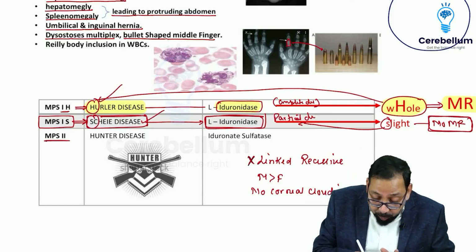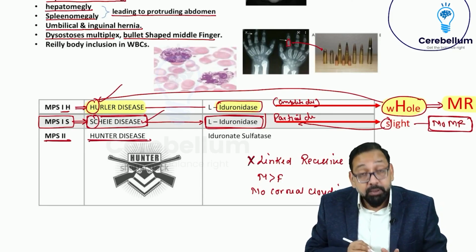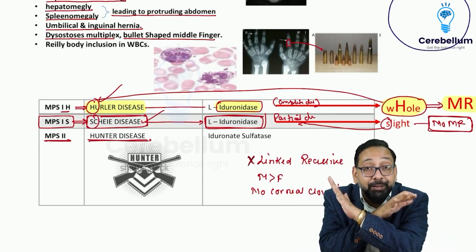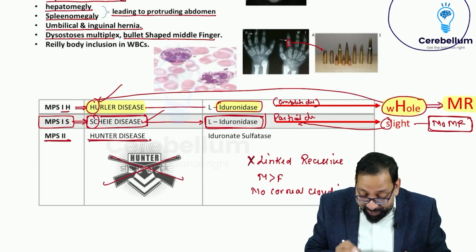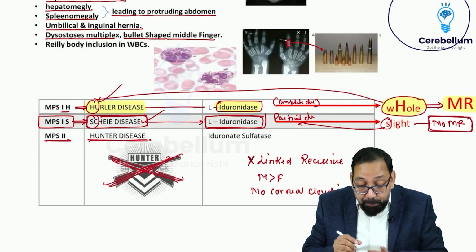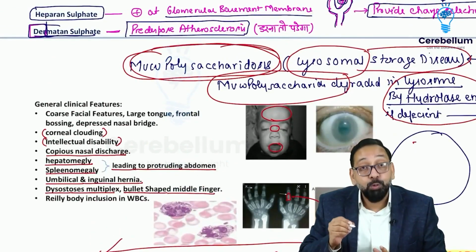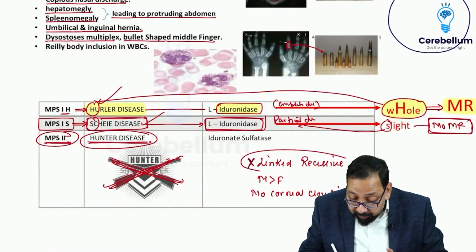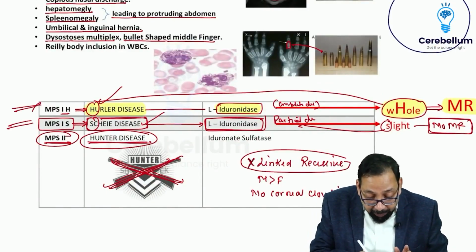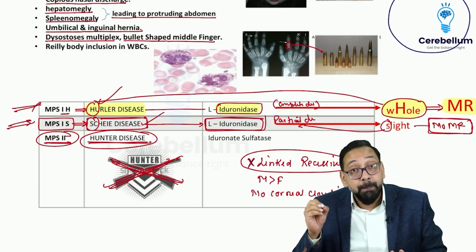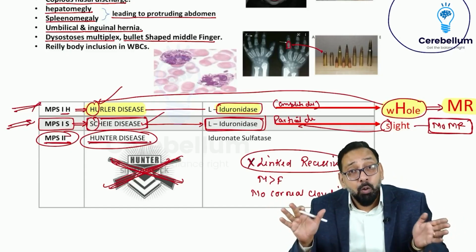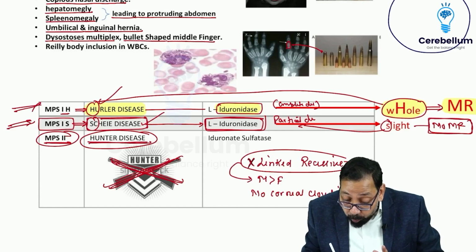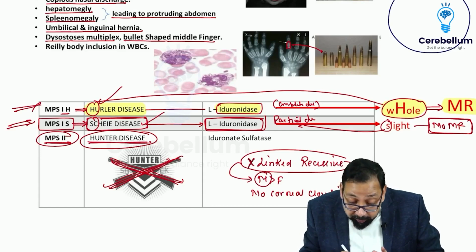Now, MPS type 2, that is Hunter's disease. If you see Hunter's bungalow, you will find two guns and a lion face like this. This looks like X. All mucopolysaccharidoses are autosomal recessive, but MPS type 2, Hunter disease, is X-linked recessive. All others, MPS 1, MPS 3, MPS 4, are autosomal recessive, but MPS 2 is X-linked recessive, and X-linked recessive is more common in males. And this is Hunter disease.